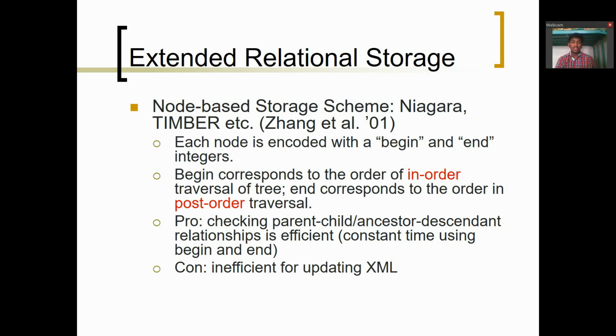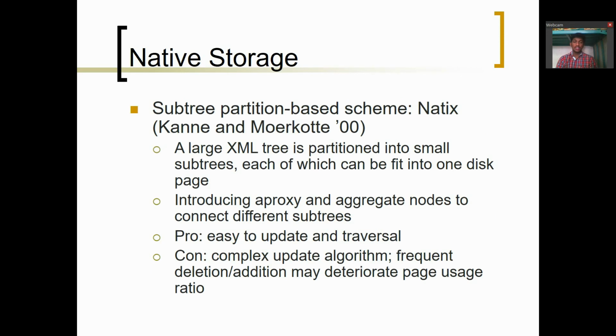So the node-based storage, the third scheme, was proposed by Zhang and his team. Each node is encoded with begin and end integers. Begin corresponds to the order in the in-order traversal of the tree. So it's actually a tree structure. End corresponds to the order in the post-order traversal. The advantages are checking parent-child and ancestor-descendant relations. Since it's a tree, it's very easy to do these things, but it is inefficient for updating XML. If you have to update one thing, for example inserting into a tree, it's very difficult. It's a large process.